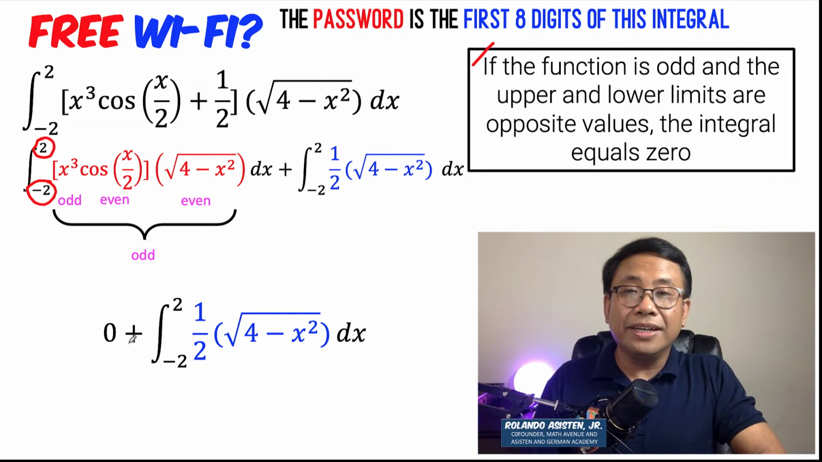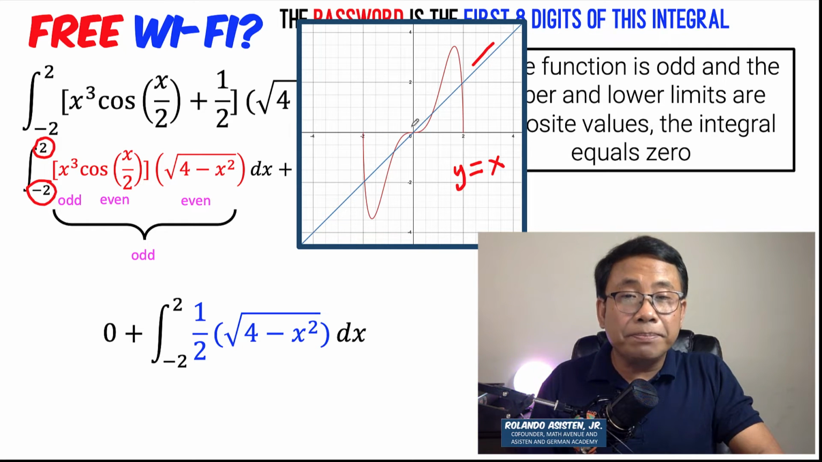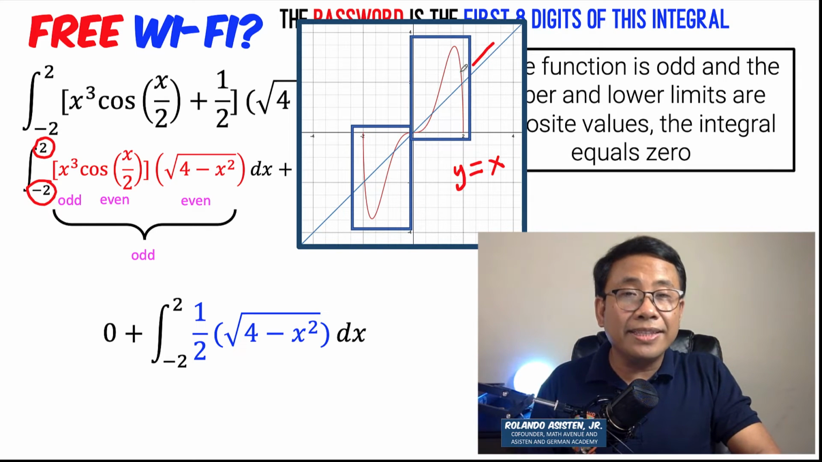Why is that so? Notice that when you have an odd function, that function is symmetrical with respect to the origin. Since our function is an odd function, this portion here at the left side of the y-axis, below the x-axis, and this other portion here at the first quadrant are symmetrical, but one is above the x-axis and the other is below the x-axis. That means the area here is negative, the area here is positive, and they are symmetrical. They have the same areas. Therefore, they will cancel each other out. And so the result would be 0.